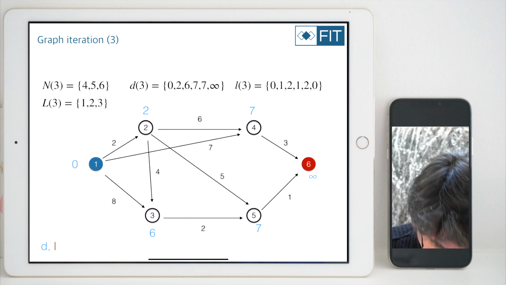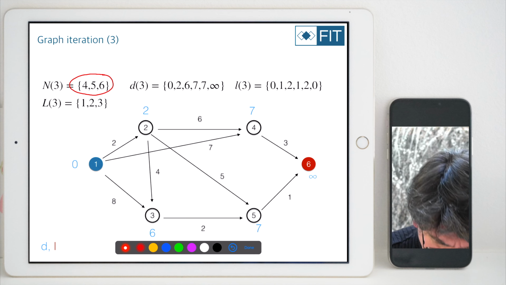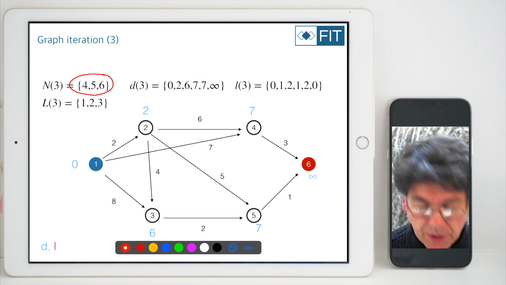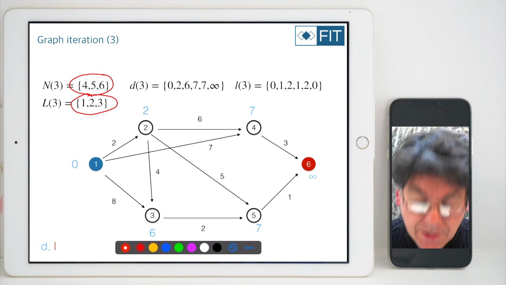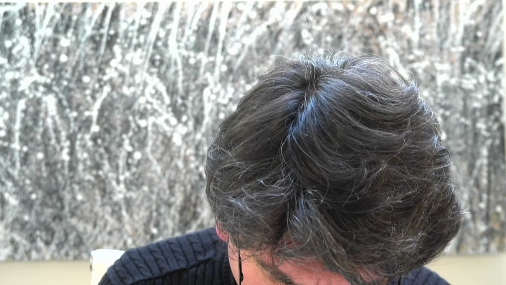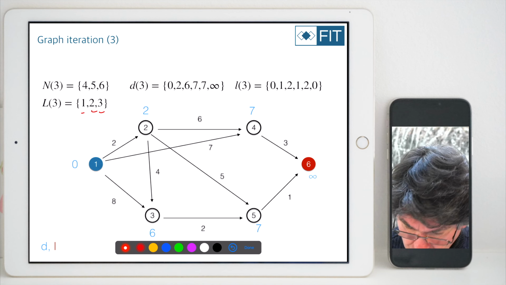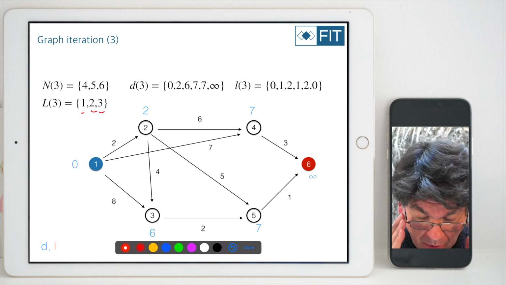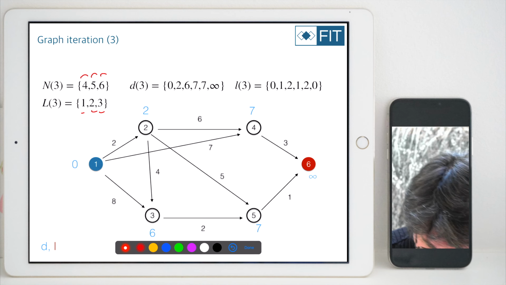And indeed, our set of ignorance is now reduced to nodes 4, 5, and 6, and the set of knowledge is augmented to nodes 1, 2, and 3. What this means is that we have the optimal path to go from node 1 to nodes 1, 2, and 3. And we don't yet know the optimal path that goes from node 1 to nodes 4, 5, and 6.